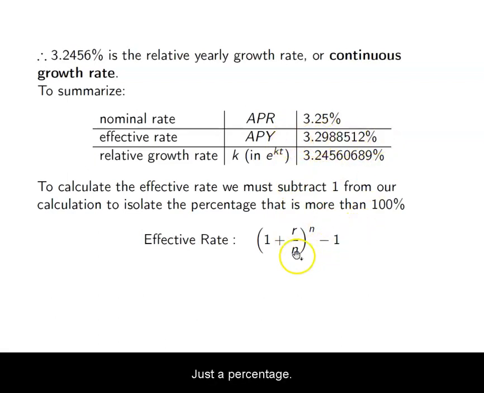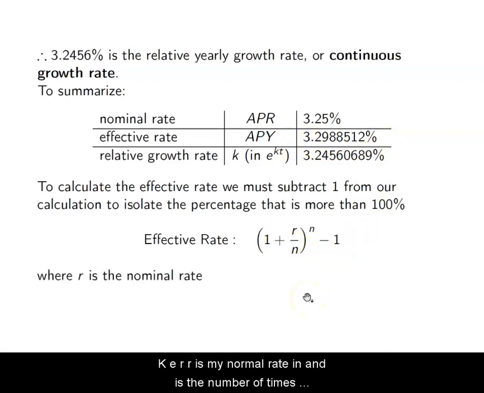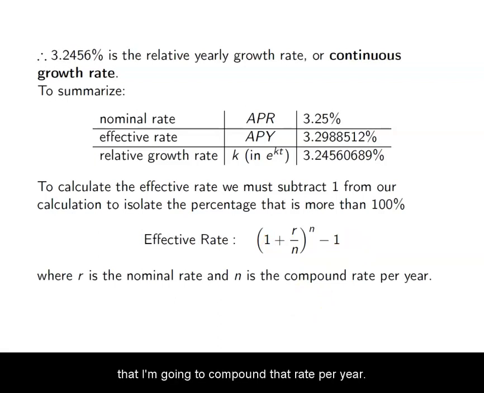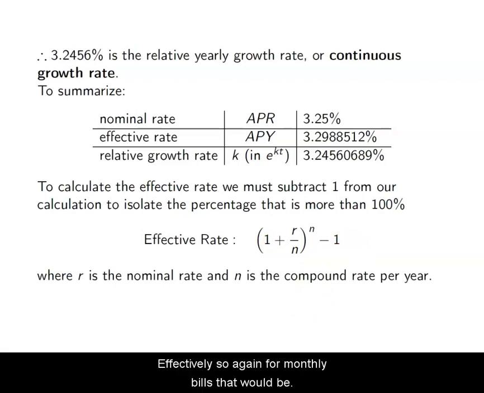Just the percentage over 1, so I have to subtract 1. Here, r is my nominal rate, and n is the number of times that I'm going to compound that rate per year. So again, for monthly bills, that would be 12 times in a year.